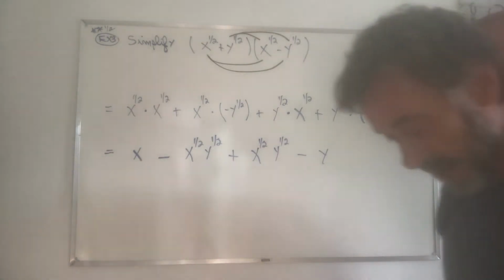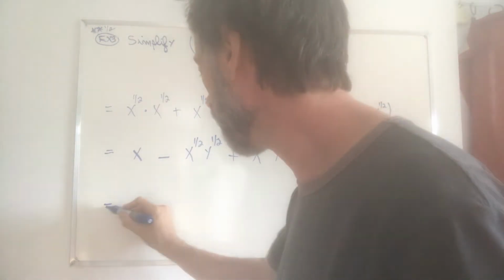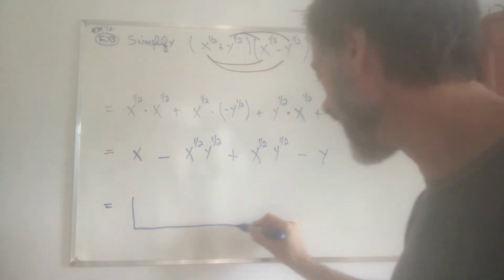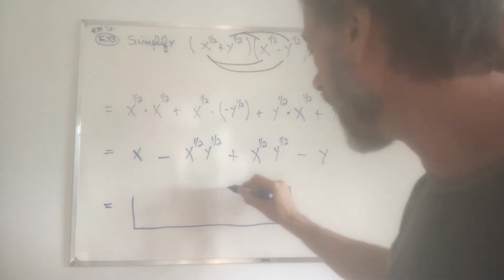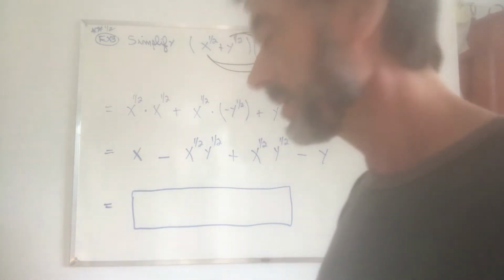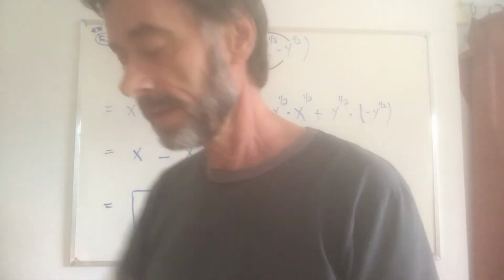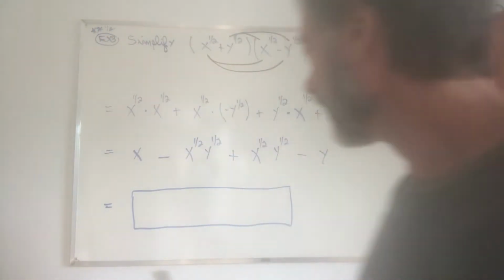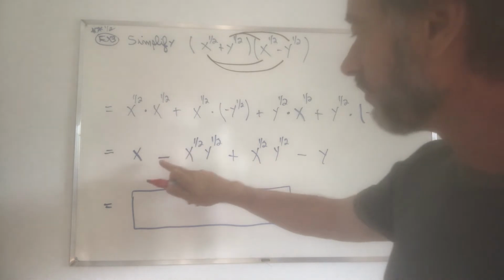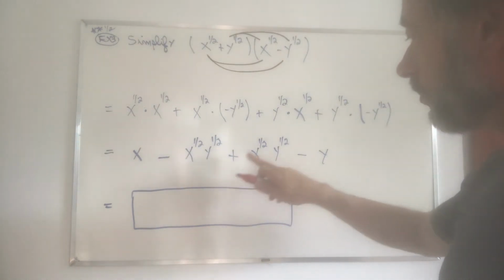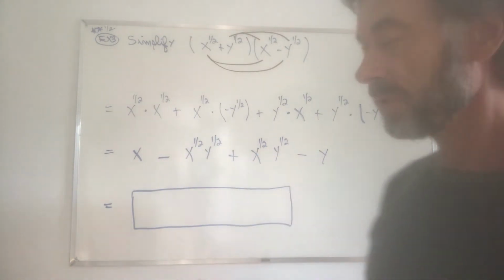So, I believe that we are ready for the final answer already. What is the final answer? Well, take a close look at this guy. What is x to the 1/2 y to the 1/2 with a minus added to x to the 1/2 y to the 1/2 with a plus?